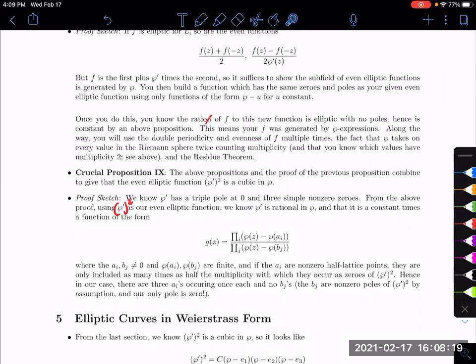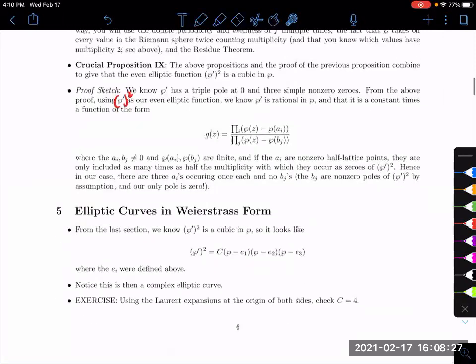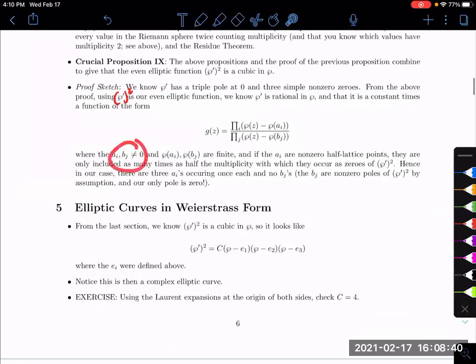And this function up here that I referred to, the function that you build that has the same zeros and poles as your given elliptic function, you see from the proof that it ends up looking like this. So it'll end up looking like the product of phi of z minus phi of ai over the product of phi of z minus phi of bj. And what are these ai's and bj's? They're non-zero, first of all, and they're finite. And when you plug them into phi, you get finite values. You don't get infinity. Okay.